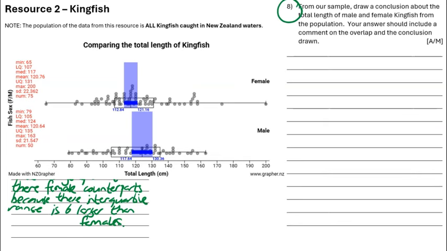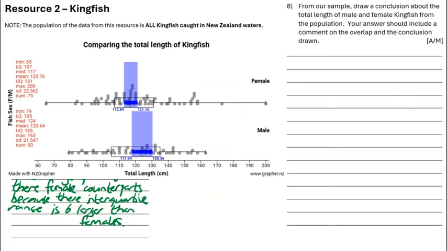So we're now on to number 8. We're carrying on with the kingfish graph, so that's why I've still got that over here. From our sample, draw a conclusion about the total length of male and female kingfish from the population. Your answer should include a comment on the overlap and the conclusion drawn. Okay, so basically they've told us what they're looking for, right? They've told us we need probably a sentence on the overlap, and then we need a sentence drawing a conclusion overall about the comparison of the median weight of male and female kingfish.